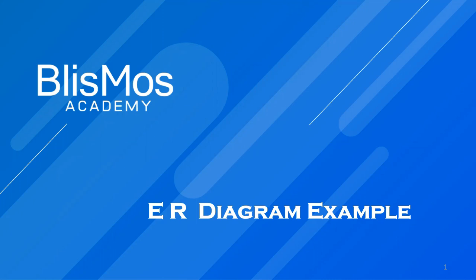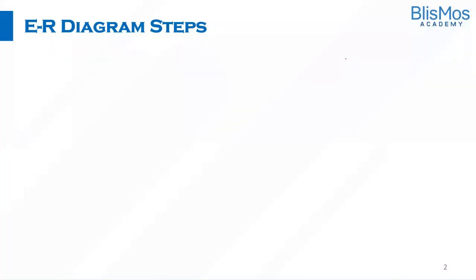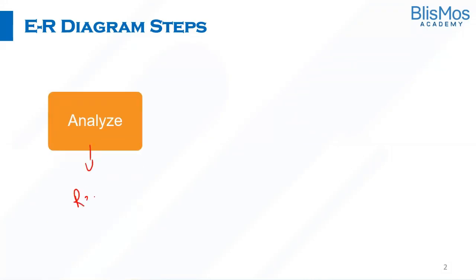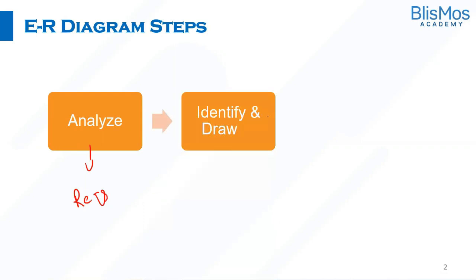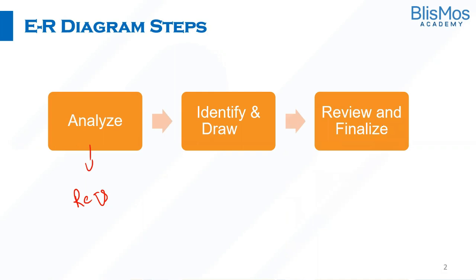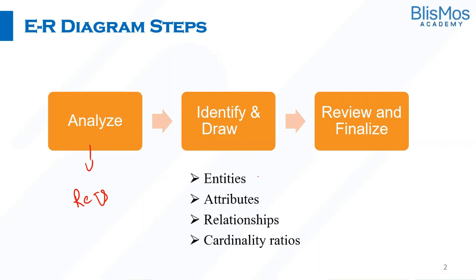As a part of this video, we'll take an example and understand how the ER diagram is developed. What are the different steps we have to follow when you want to write an ER diagram? First and foremost thing is we have to analyze the requirements. After that, we can identify and draw the components. After that, review and finalize the ER diagram. What are the different components we are trying to identify here? We are trying to identify entities, attributes, relationships, and also cardinality ratios.